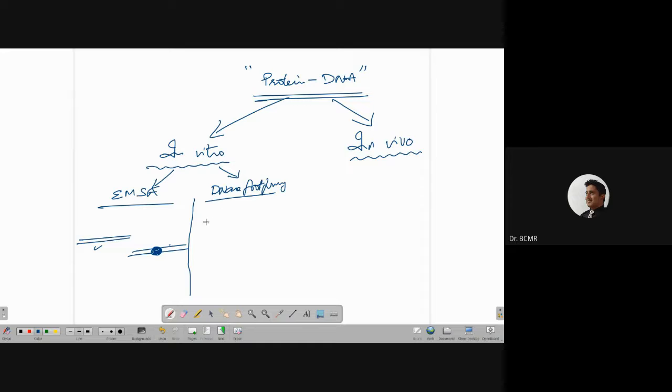For DNase footprinting, we would have done radio labeling. Of course, we should have spoken about radio labeling. In many of the answers, they did not mention if there is any requirement for radio labeling. So when you're writing, please give the specific details: if there is end labeling, if there is random labeling, and if labeling is done, how is it done?